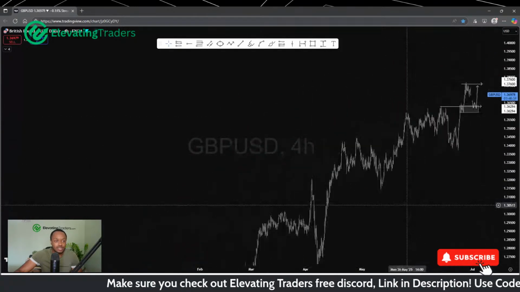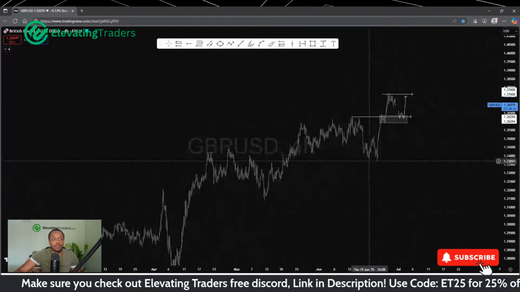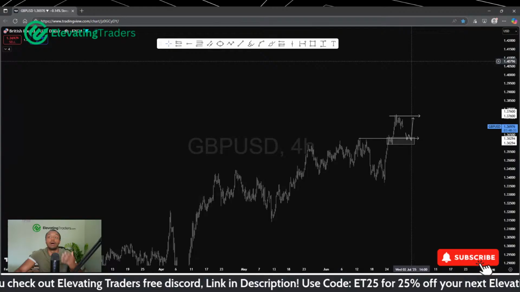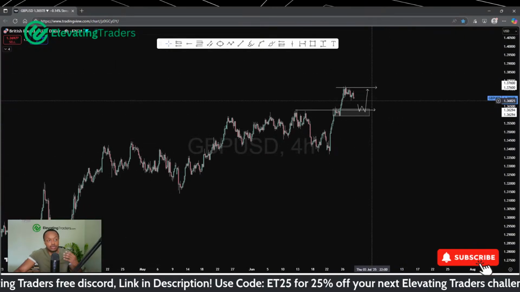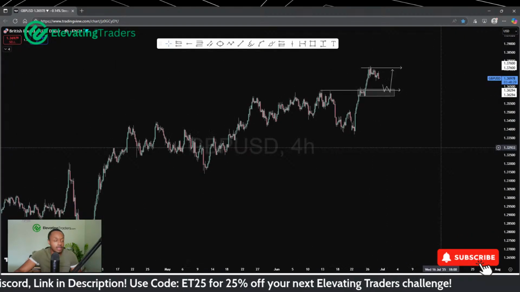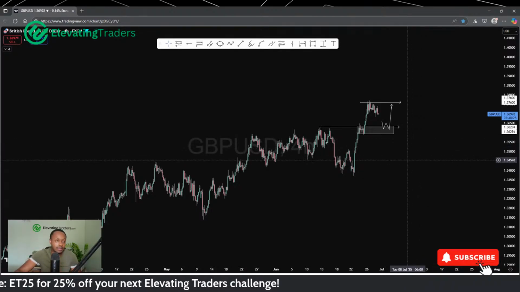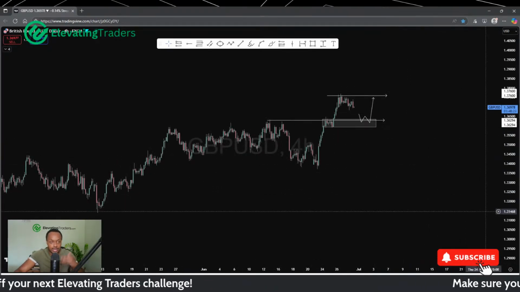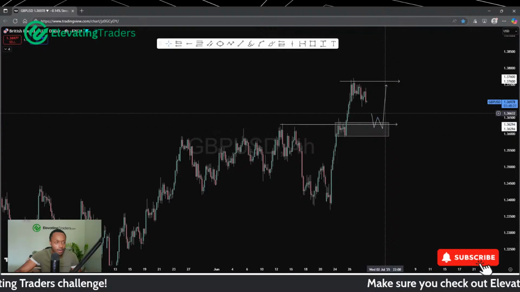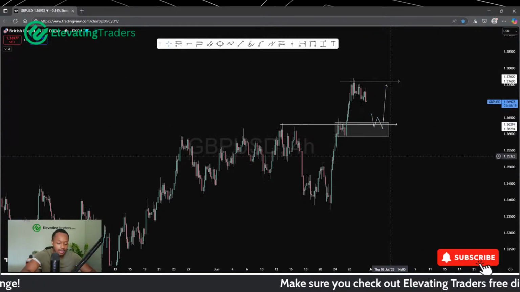Again, we are a little bit fatigued, a little bit corrective, so I'm not necessarily expecting a humongous move to the upside for Pound. I do think a bigger pullback is on the horizon for quite a lot of the USD pairs, but for now, still bullish. So again, intraday, looking for the pullbacks, buying opportunities back to highs.